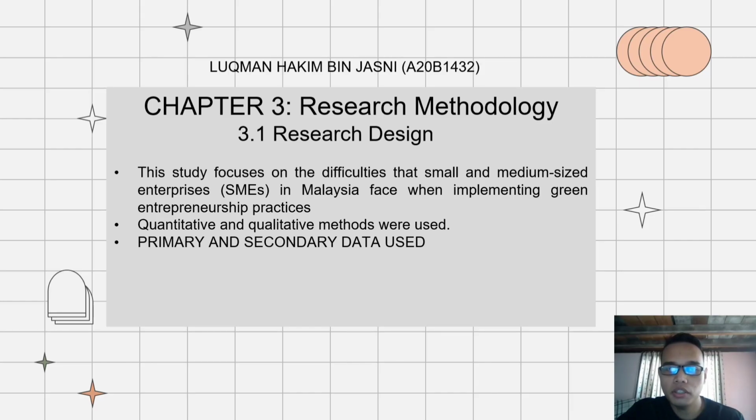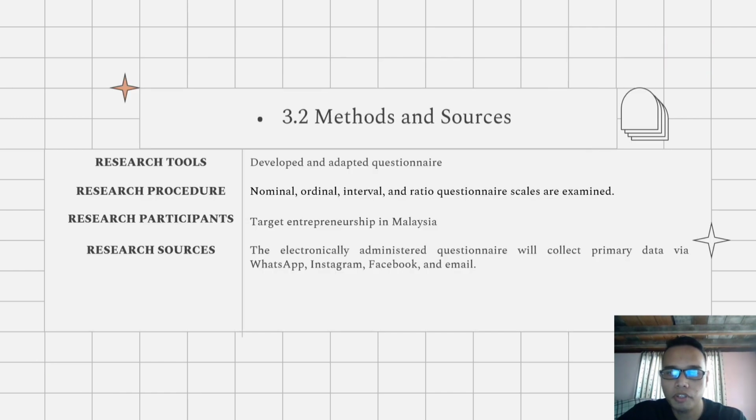Hi, my name is Luqman Hakim Jasni, matric number A20B1432, chapter 3, research methodology. Research design. This study focuses on the difficulties that small and medium-sized enterprises in Malaysia face when implementing green entrepreneurship practice. Quantitative and qualitative methods were used. Primary and secondary data were used. Method and sources. Research tool.